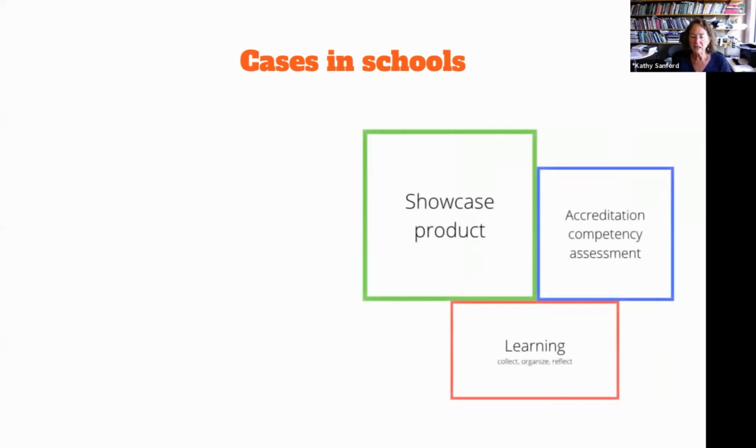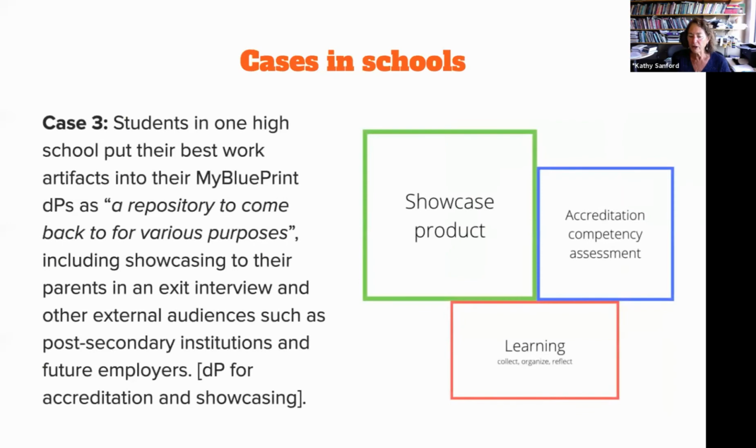In the third case, there was sort of a balance of all three things. The learning was still going on. This was a high school classroom using a different platform. This is called My Blueprint. And so the focus with My Blueprint is much more career focused. So moving out of high school into post-secondary or into a workplace. And so there was a balance of all three of the different types of thinking, certainly learning, but a lot more of a showcase, like what do I take out into the world, and then accreditation for completing high school.